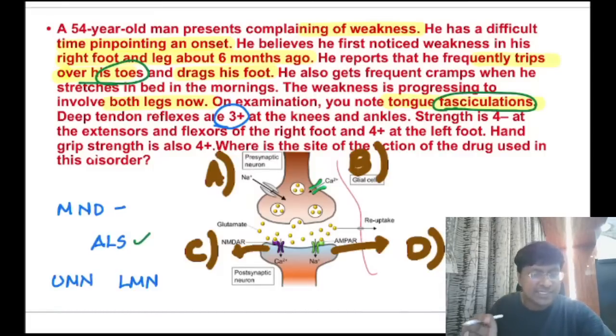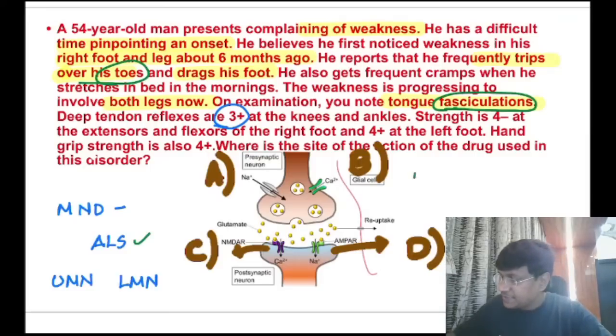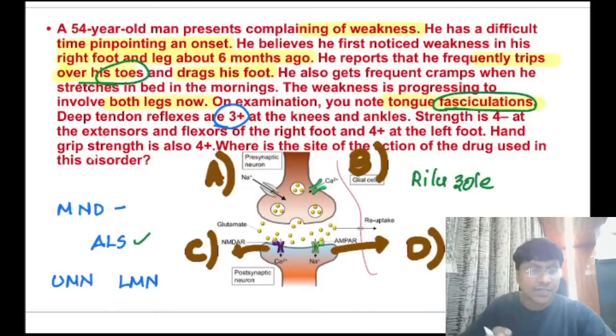Now you should know what is the drug which is used for the treatment of amyotrophic lateral sclerosis. As such, there is no specific therapy for amyotrophic lateral sclerosis, but there are certain drugs which can reduce the severity of the disease or arrest the progression of the disease. Can anyone tell me what is that particular drug? That particular drug is Riluzole. Now, what is the mechanism of action of Riluzole?